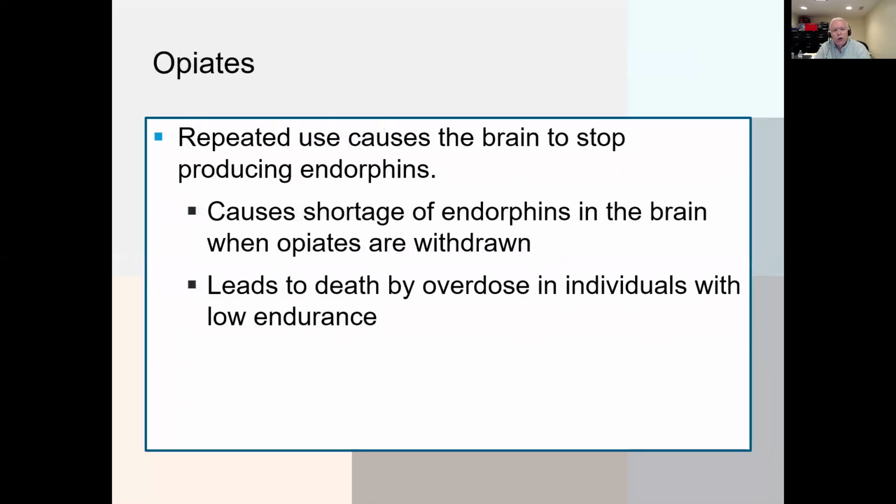When a person uses opiates over and over again, their brain's natural endorphin producing capabilities decrease, so they rely on the opiate drugs more and more in order to experience pleasure, and they experience significant withdrawal symptoms when they don't have access to the opiates, placing them in a high risk situation for death by overdose.